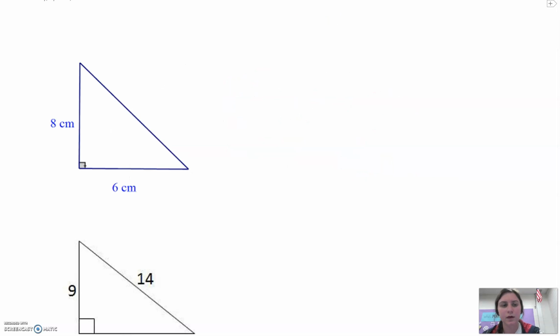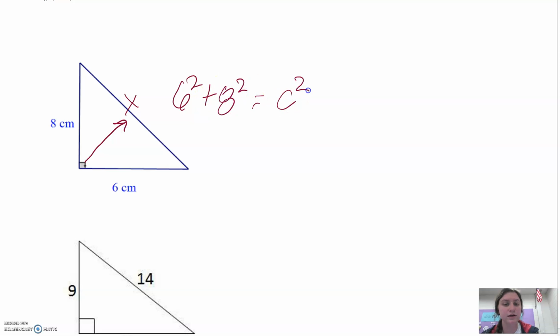So for example here, we've got 8 and 6. So we can do 6 squared, because that's a side. We're missing the hypotenuse. So 6 squared plus 8 squared equals c squared. So we're going to find this. 36 plus 64. And then we can add those up and get 100, and now we need to solve for c.